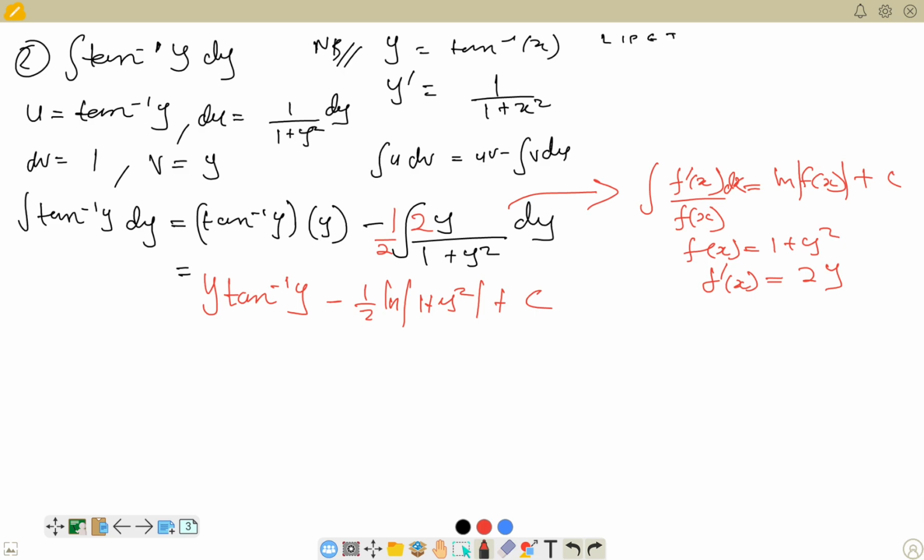We are done solving this problem. So what else can we have if we are working with integration by parts? Let's look at another problem. Let's go back to the black marker. If we have x ln x dx, then we see that it's LIPET. Logarithm comes first before polynomial, and we can consider x to be a polynomial. So logarithmic is the first in the LIPET rule.